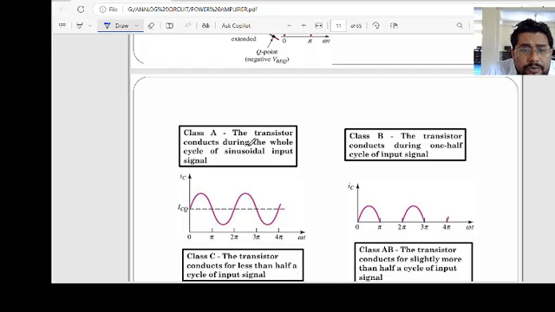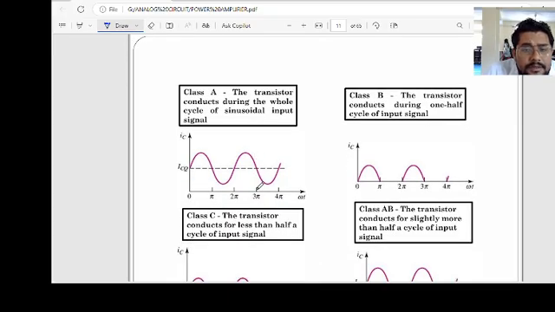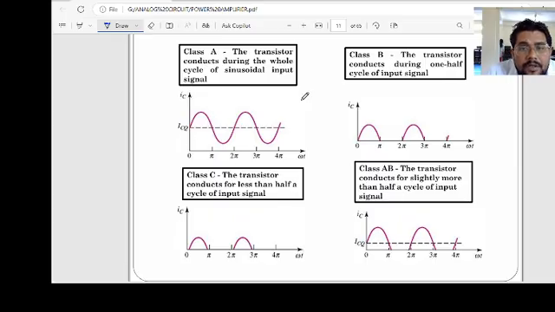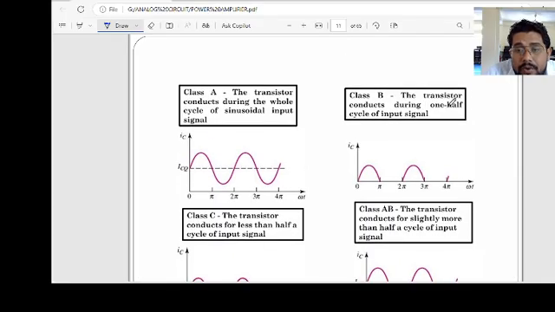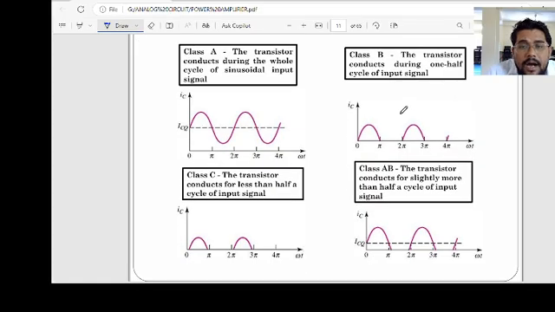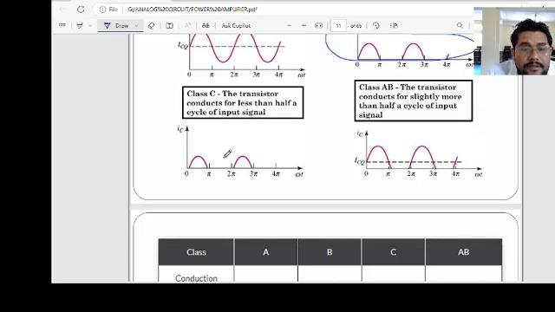In class A, the transistor conducts during the whole cycle of the sinusoidal input. In the class B amplifier, the transistor conducts during half a cycle of the input, and this is the output of the class B amplifier. In class C, the transistor conducts for less than pi, and this is the output. Class A conducts the whole 2 pi. In class B it conducts only this period, and the output is 0 between pi and 2 pi, where there is no conduction.